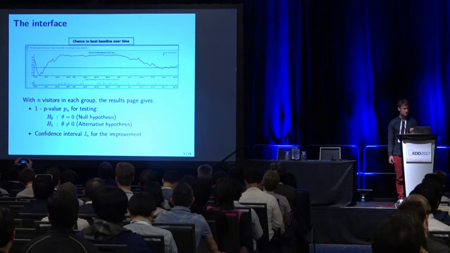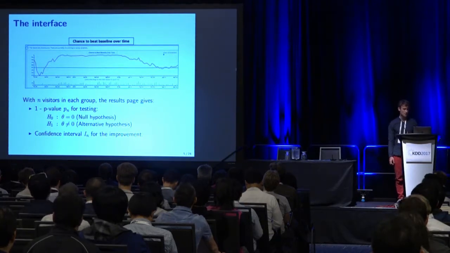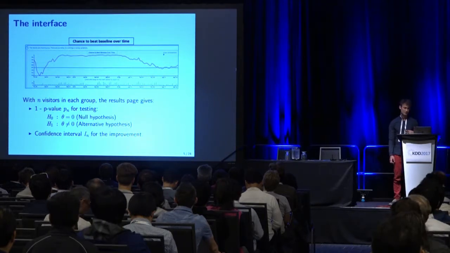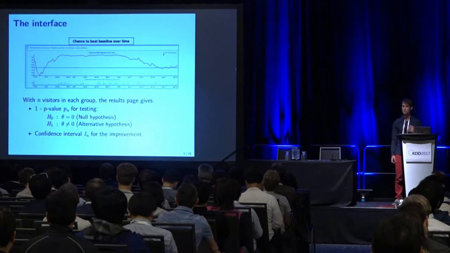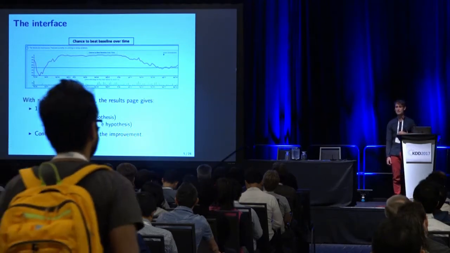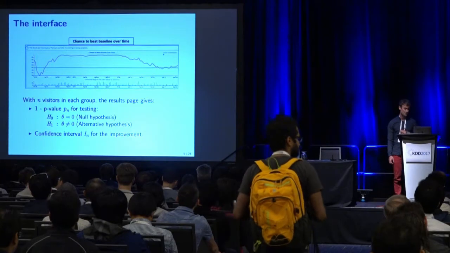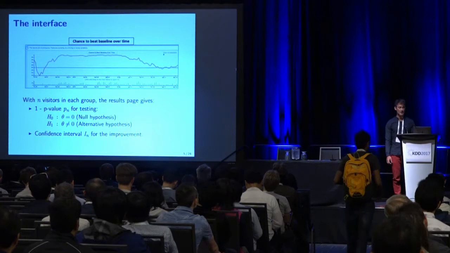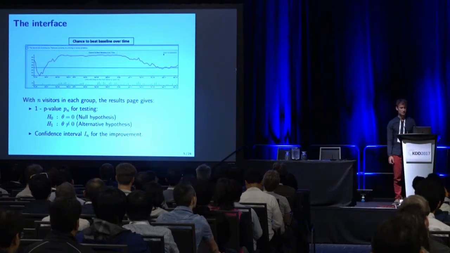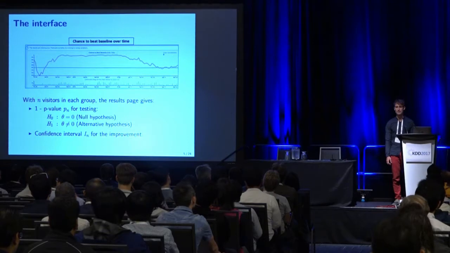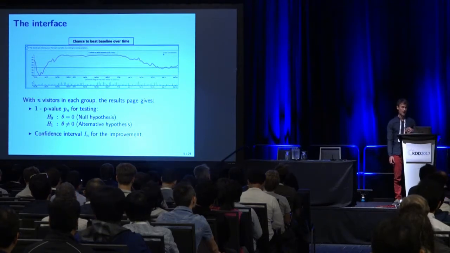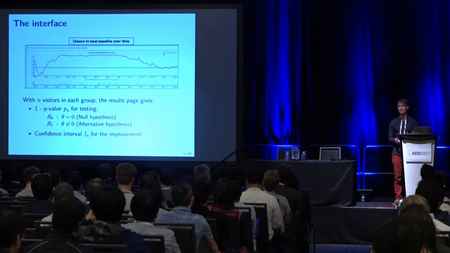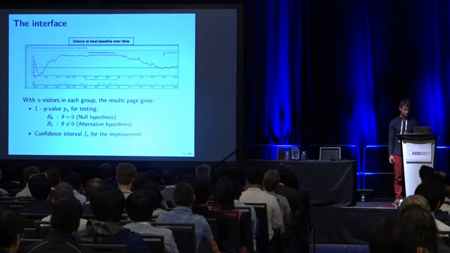OK, so this is what the results page in Optimizely looks like. They communicate the results through p-values and confidence intervals. So on this graph, this is 1 minus the p-value. Back in 2015, they called that quantity chance to beat baseline. And at any stage during the experiment, when n visitors have arrived, Optimizely will compute the chance to beat baseline based on the data available so far. And this is a p-value for testing the null that there's no difference between A and B. So mu B equals mu A, theta equals naught.